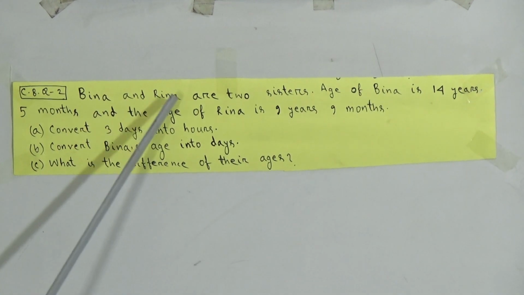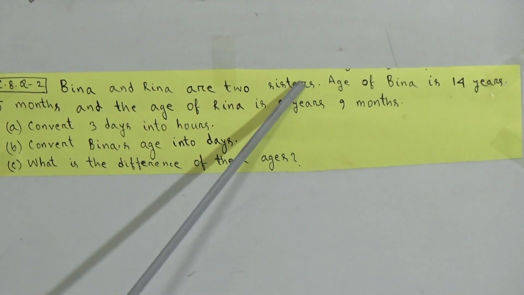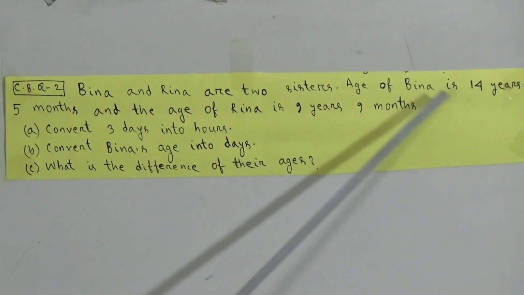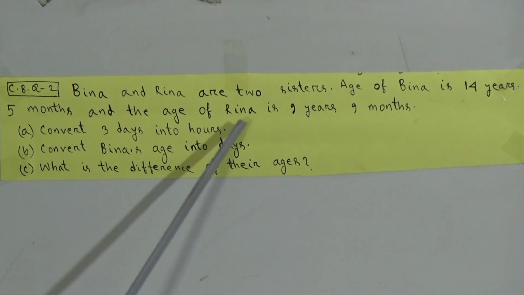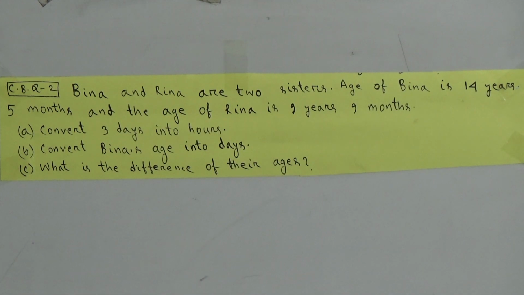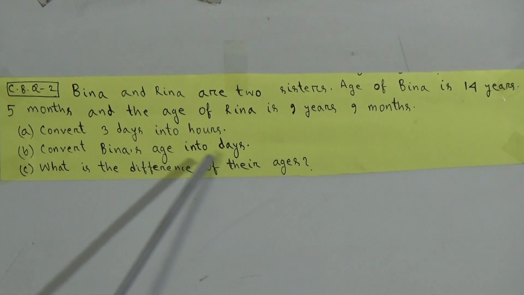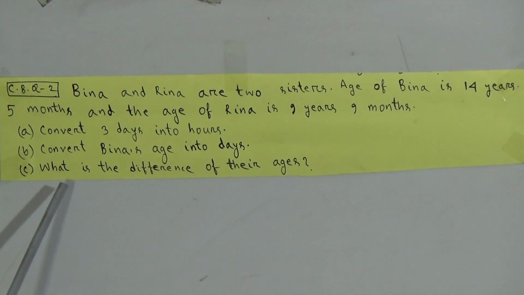Here the question is, Bina and Rina are two sisters. Age of Bina is 14 years 5 months and the age of Rina is 9 years 9 months. A number question is, convert 3 days into hours. B number question, convert Bina's age into days. And C number question, what is the difference of their ages? Okay, now we will solve. At first we will solve A number question.